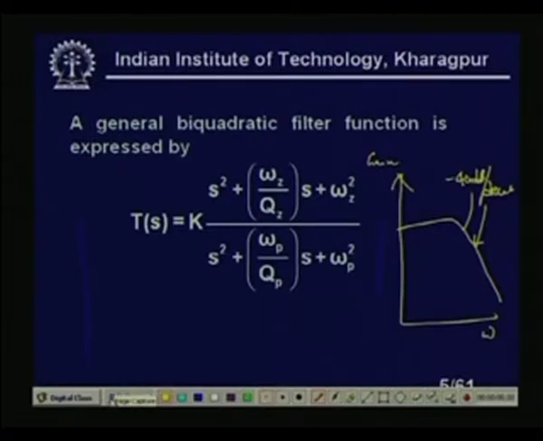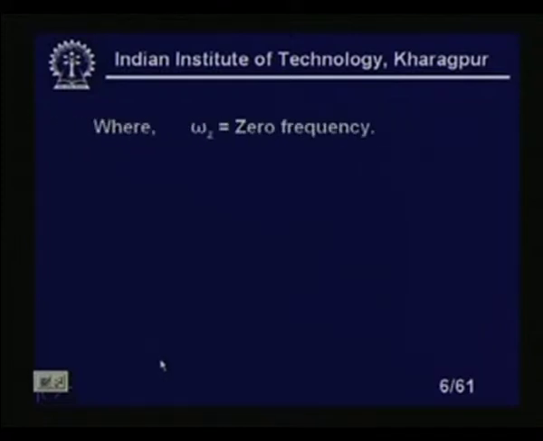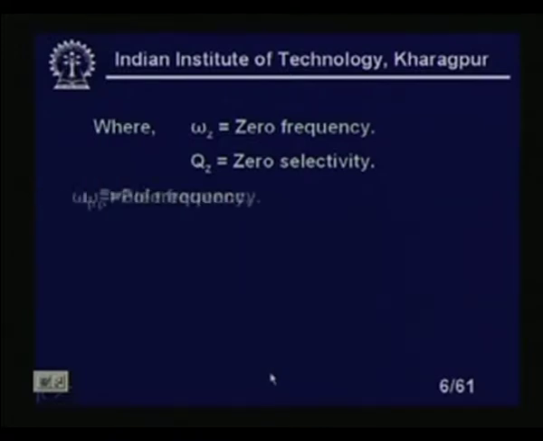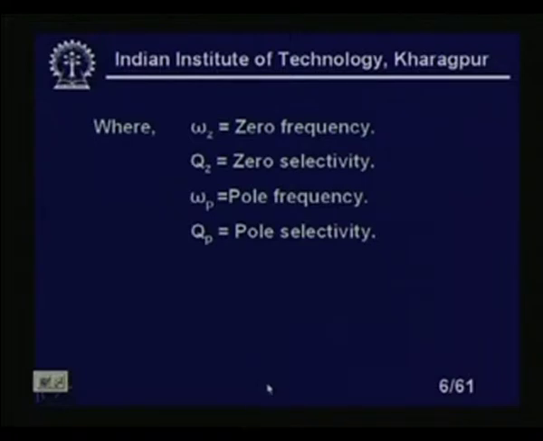Now, the legends in these expressions: you see ωz is the zero frequency, Qz is the zero selectivity, ωp is the pole frequency, Qp is the pole selectivity, and capital K is the gain constant of the circuit, right. These are the filter parameters.